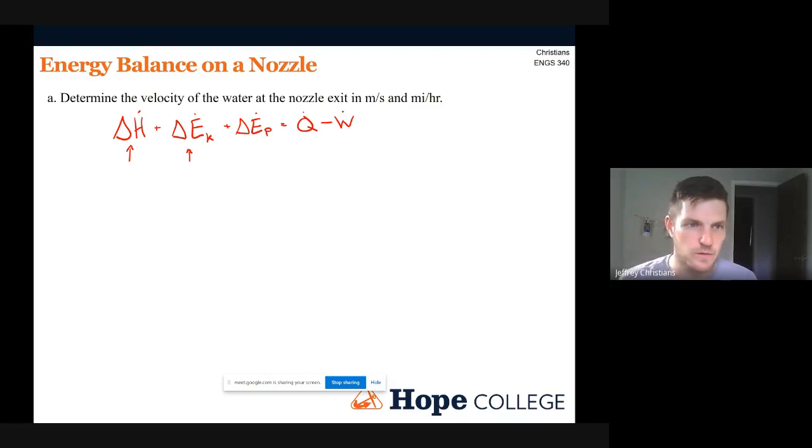We have a nozzle, so we can't ignore that. Potential energy change, kind of the same thing, unless we're specifically told stuff about potential energy change, it's typically fairly small. In this case, that's going to be the difference in the inlet and outlet height, which is probably a fairly small value, so that will be a fairly small energy. So this is about equal to 0.